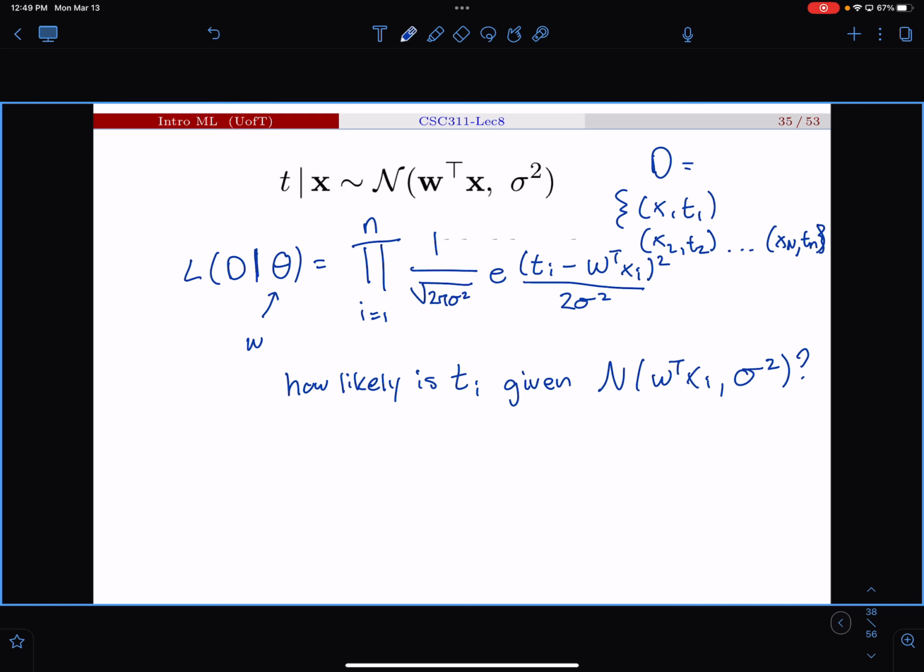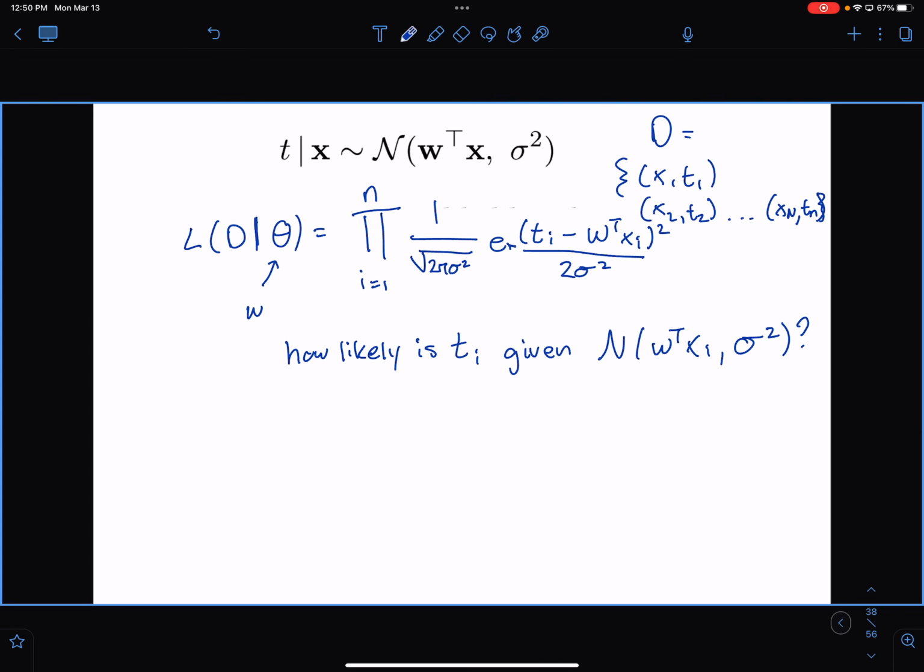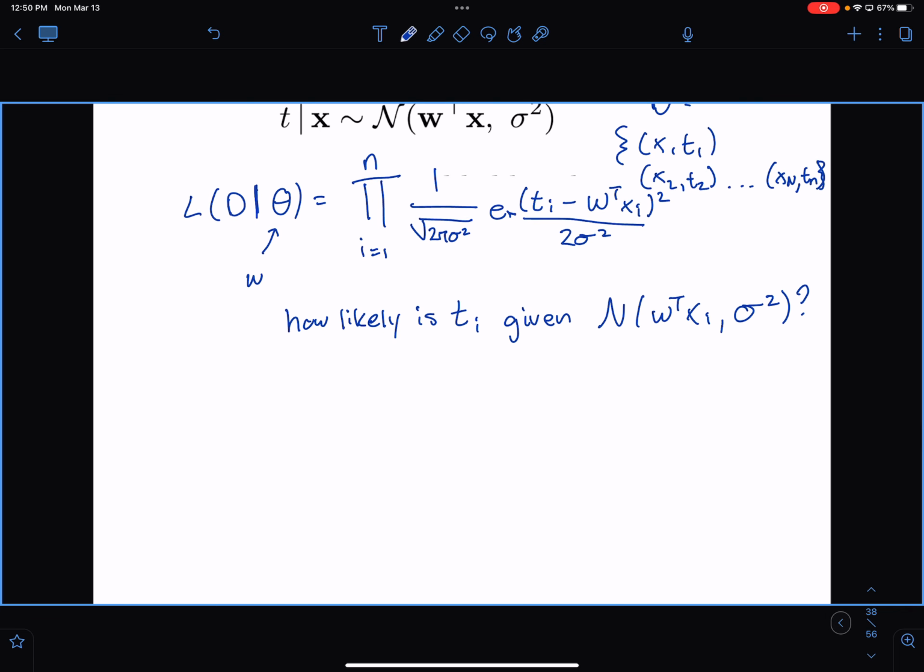Does the first term make sense? That's the likelihood of T_i given a mean of W transpose x_i. Sorry, I keep missing the negative. Okay, so we're trying to maximize this expression, and a lot of the math is exactly the same as what we had in our very first example, right?